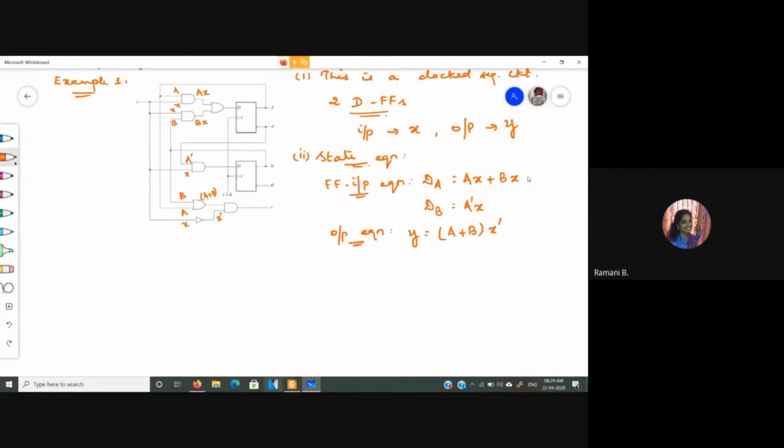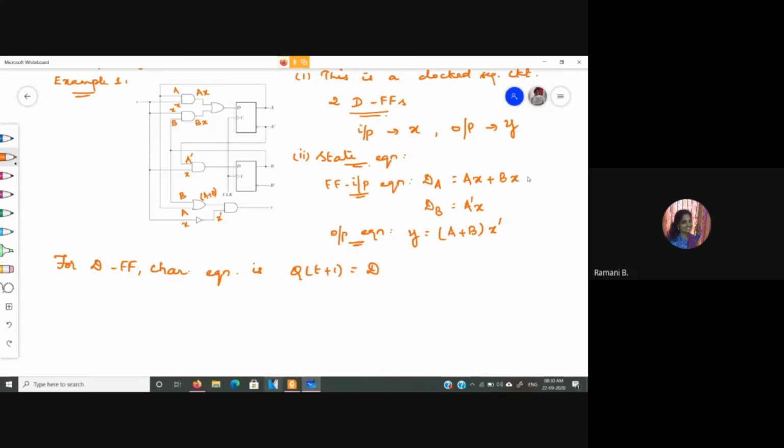For a D flip-flop, we know the characteristic equation is Q of T plus 1 is equal to D, right? Here, instead of mentioning it as Q, for the first flip-flop it is A, that is, instead of Q bar you have A bar. And for the second flip-flop, you have B bar.